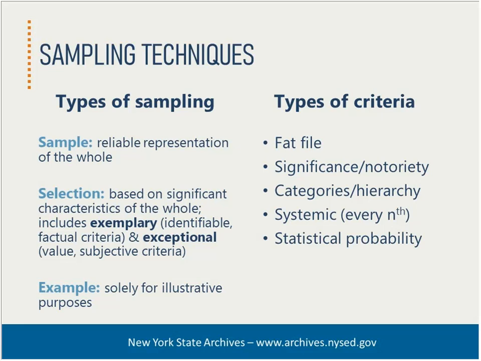There's the true sample, which is the reliable representation of the whole, often based on statistical probability. There is the selection approach, which is based on either identified criteria or subjective values. This may be to document a specific demographic or segment of the population. And then there are the true examples or exemplars that are kept solely for illustrative purposes. For example, you might retain a canceled check from a defunct local bank, which helps illustrate local commerce and increasingly an obsolete transactional document. But this last type, it should be used sparingly.